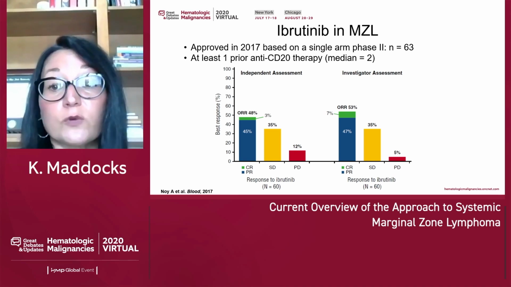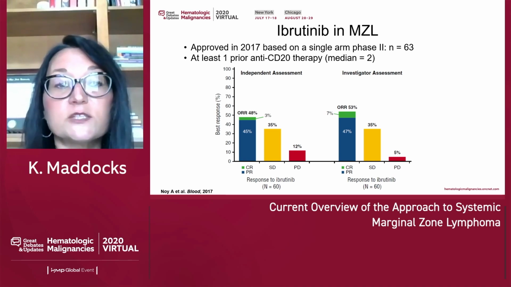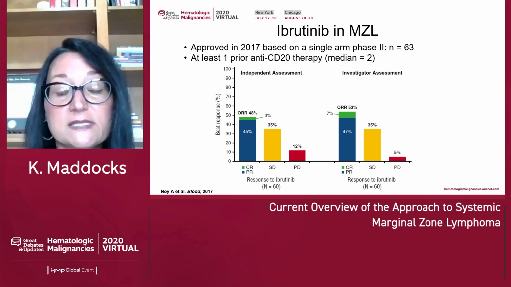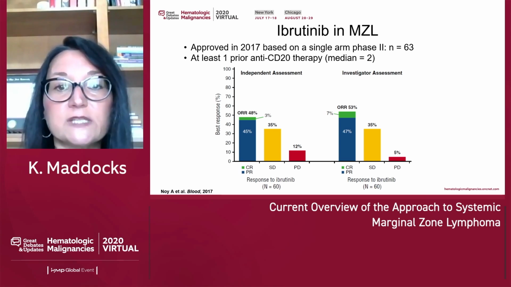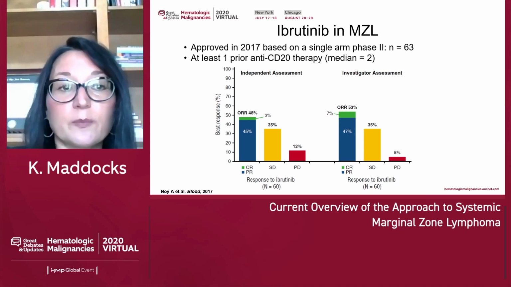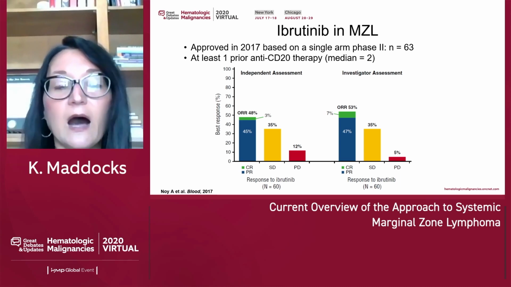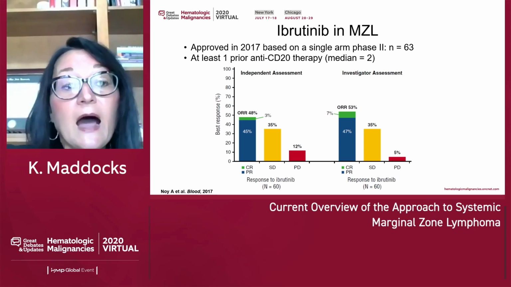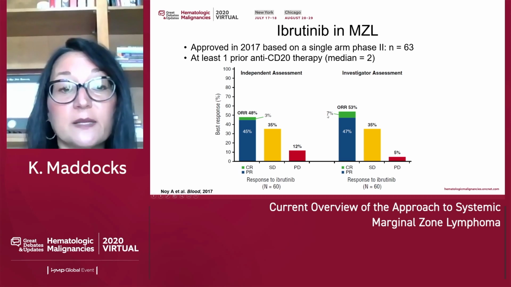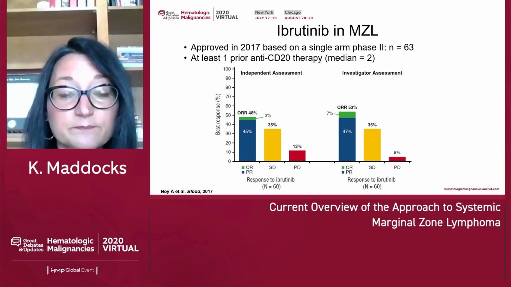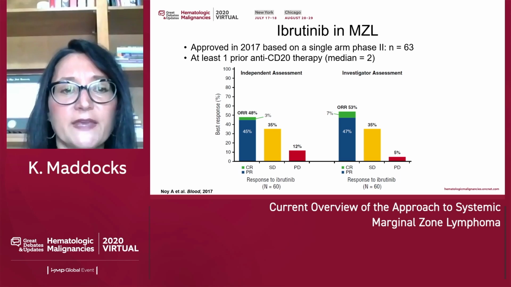Ibrutinib is approved in relapsed marginal zone lymphoma. This was approved in 2017 based on a single-arm phase 2 study that included 63 patients with marginal zone lymphoma who had had one prior therapy. The overall response rate in this study was 48%, with almost all patients having a partial response to treatment. However, there were an additional 35% of patients who had stable disease and were able to do well on the ibrutinib for a long period of time.